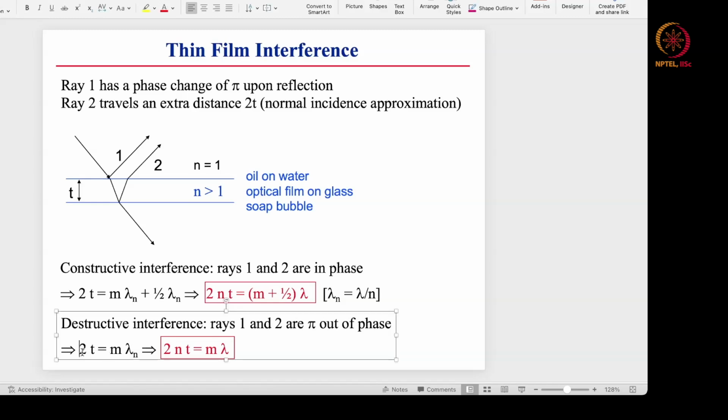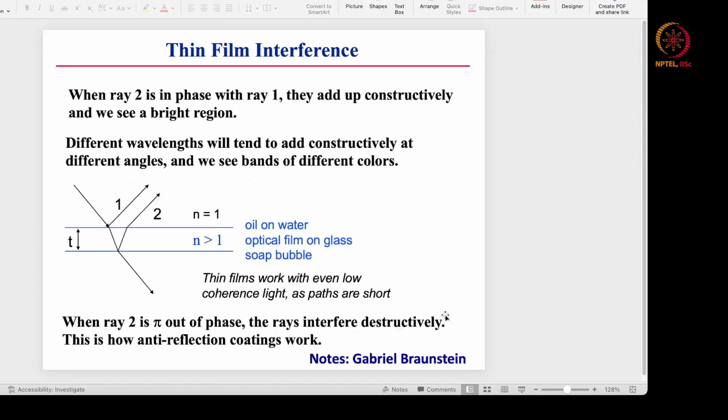In other words, 2t = mλ/n, which gives rise to 2nt = mλ. So this is the thin film interference profile. When ray 2 is in phase with ray 1, they add up constructively. We see a bright region. The different wavelengths will tend to add constructively at different angles, and we see bands of different colors also.